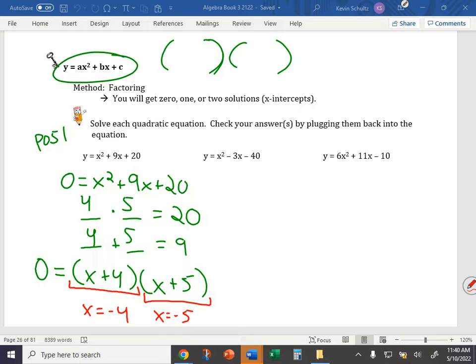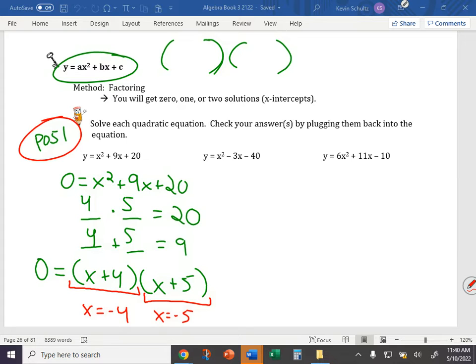Again, if you need to review the process of factoring, PO51 is where we've done it before. The only extra step now is looking at our sets of parentheses and saying, how do we make each one equal 0? Because that will be the x-intercept of the parabola.